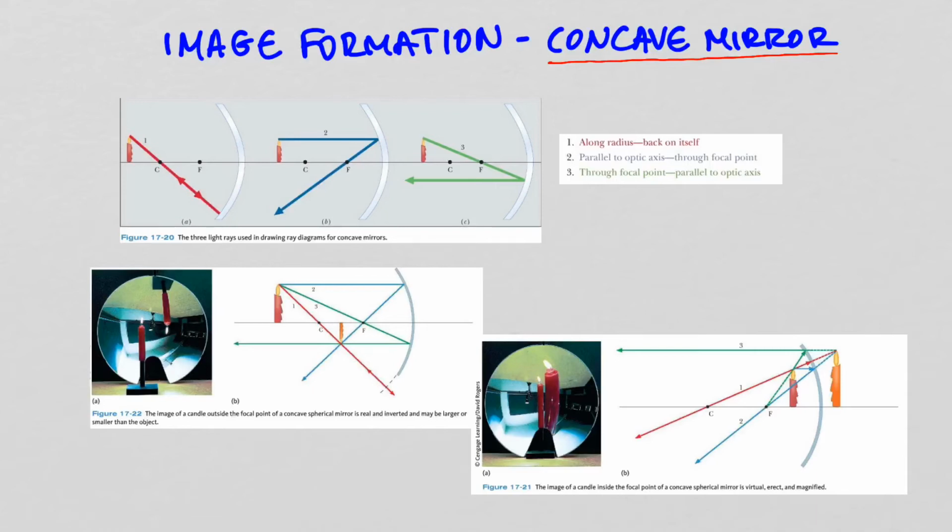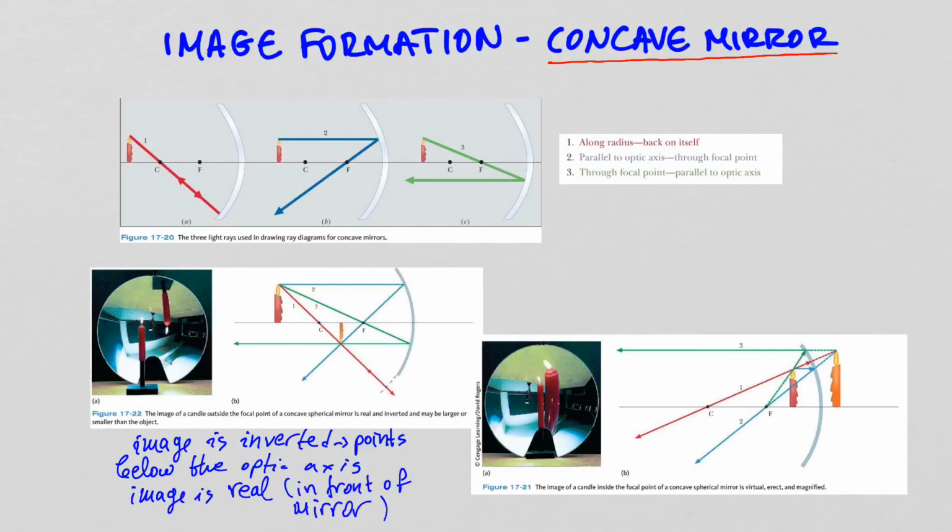So a few terms that we use in regards to the image of the object here in this case. The image is inverted because it points below the optic axis. Notice how the object points up from the optic axis, but the image points down from the optic axis. So the image is inverted. Also, the image is in front of the mirror. Then we say that the image is real because it is in front of the mirror.